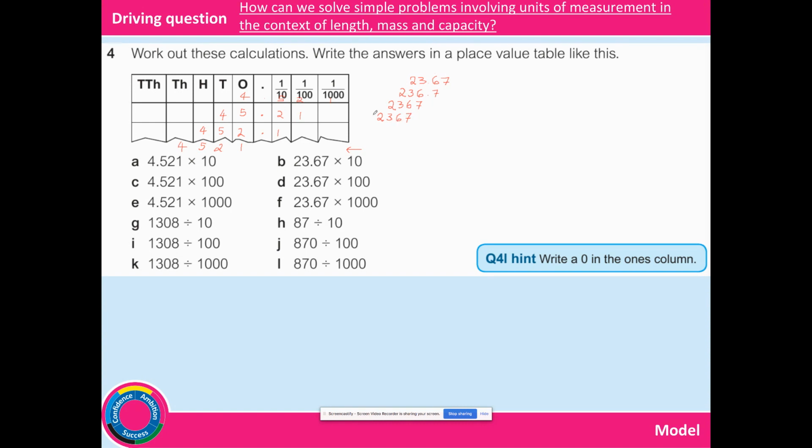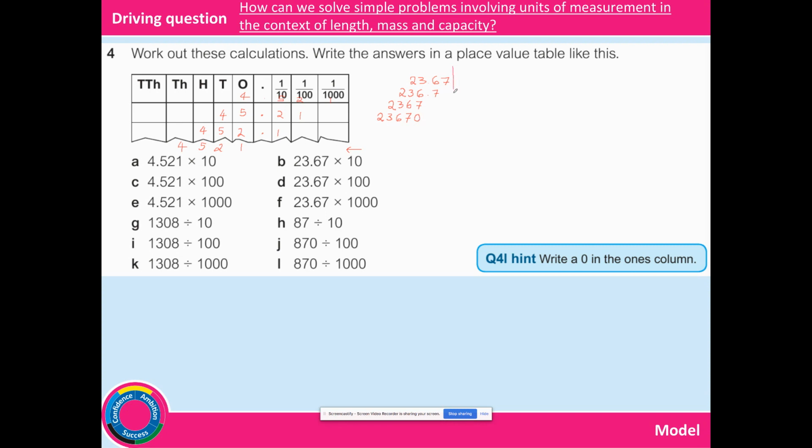Now, if I left it like this, it's actually showing the same number as that, isn't it? 2, 3, 6, 7, 2, 3, 6, 7. But they're not the same value because this one was 23.67 times 100, but this one is 23.67 times 1,000. This ones column is vacant, there's nothing there. I need to fill that space with a 0 to show that I have now multiplied by 1,000. I can't leave the ones vacant. You fill it up with a 0.